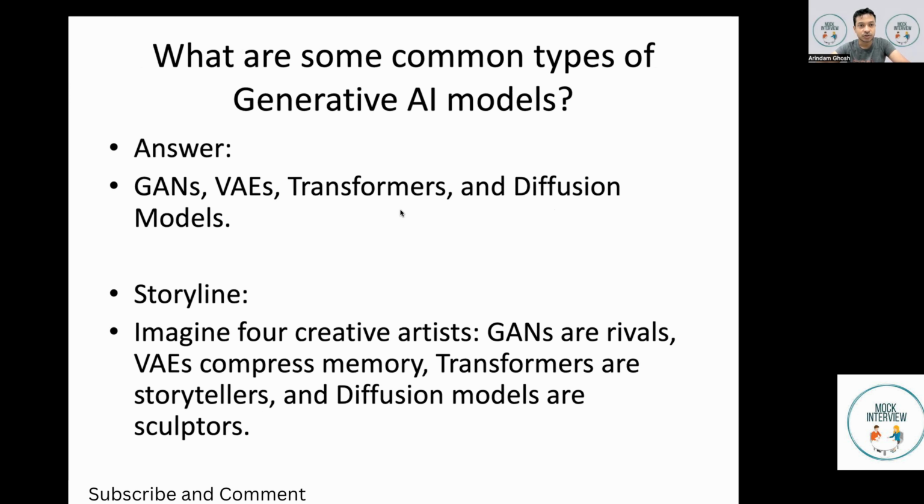Great. Next question. What are some common types of generative AI models? Answer: GANs, VAEs, transformers, diffusion models. These are a few generative AI model names. The storyline is, imagine four creative artists. GANs are rivals, VAEs are compressed memory, transformers are storytellers, and diffusion models are sculptors. So these are some examples given of why GANs are rivals and why VAEs are compressed memory.